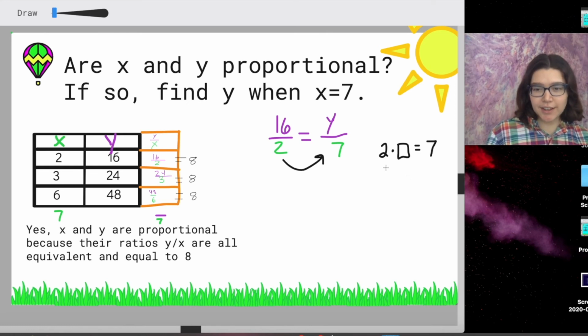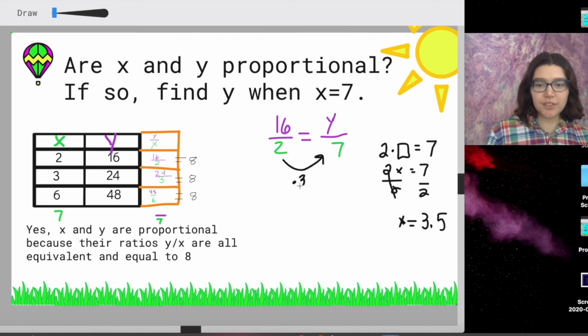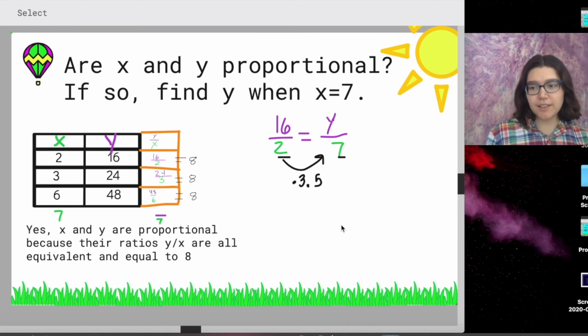Well, that's like an equation, kind of. That's like 2 times x equals 7. How do you undo multiplying by 2? We divide by 2. So we get that x equals 3.5. But that's kind of all tangential work. What I'm figuring out there is that 2 times 3.5 equals 7. What I'm really doing is 7 divided by 2. When I do 7 divided by 2, I get 3.5. Thus, 2 times 3.5 equals 7.